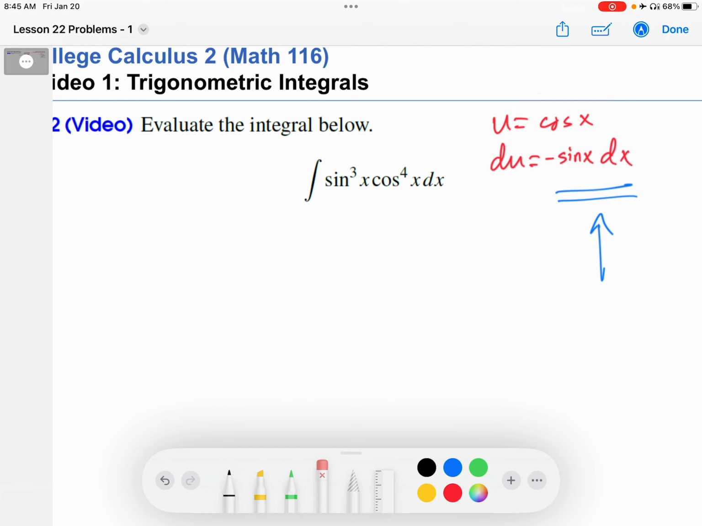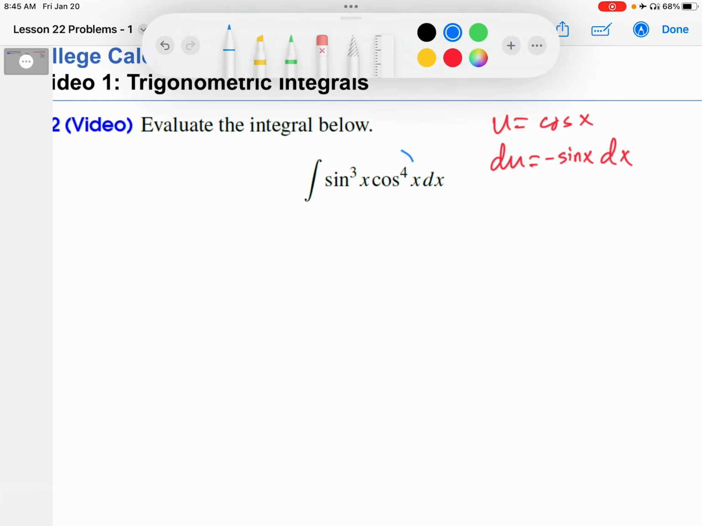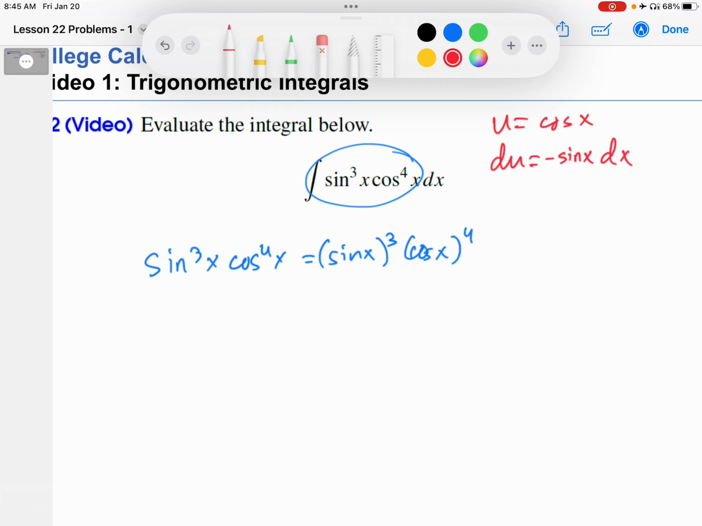So that is our goal, to get the integrand to look like that. And to do that, the first thing I'm going to do is remind you of what this really means. Sine cubed x cosine to the fourth x really means sine of x cubed times cosine of x to the fourth. So that means I have 3 multiplicative factors of sine and 4 multiplicative factors of cosine. We decided we don't want to touch the cosine, so we'll leave that as cosine to the fourth x.